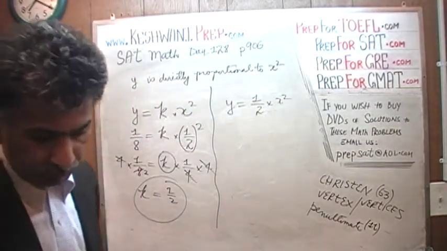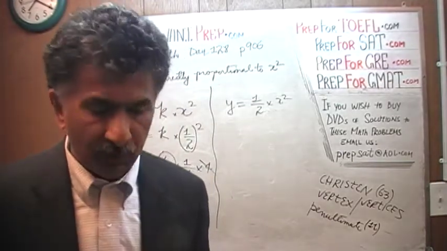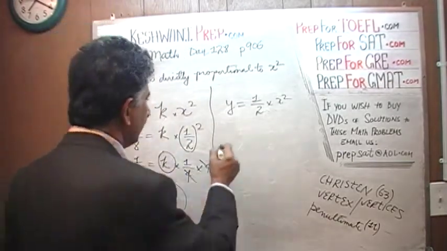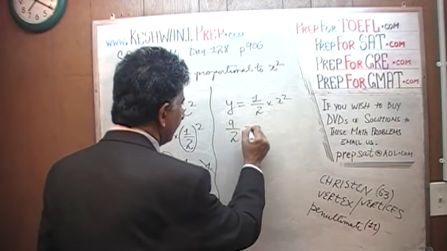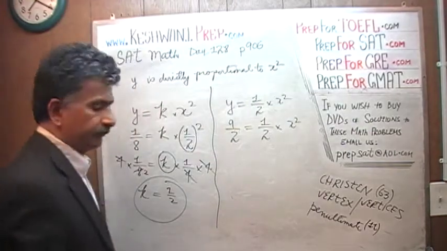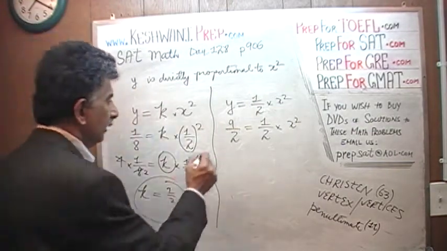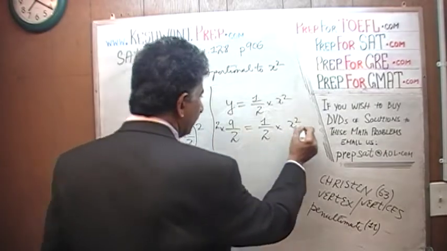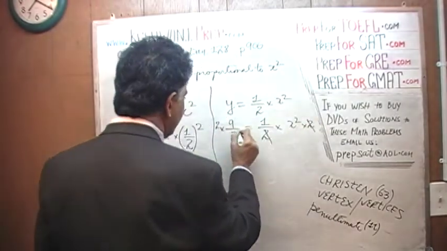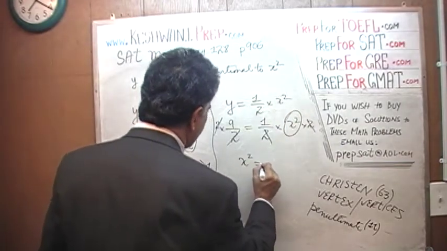And now we can answer the question that is being asked. The question is, what is the positive value of x when y equals 9/2? So let's put it here. y equals 9/2, 1/2 times x squared. Well, a 2 appears in the bottom here, a 2 appears at the bottom here. If we were to multiply both sides of the equation by 2, the 2 will drop out, this 2 will drop out, and we'll find that x squared equals 9.